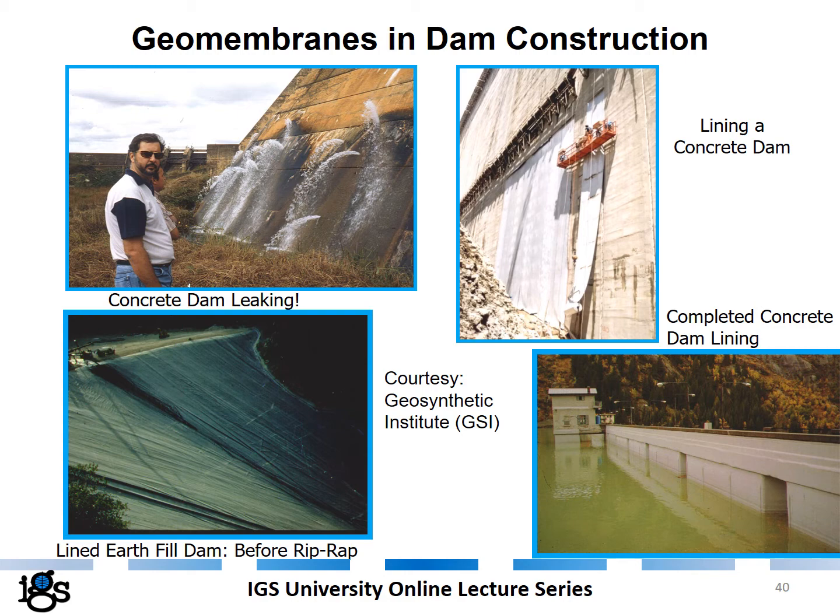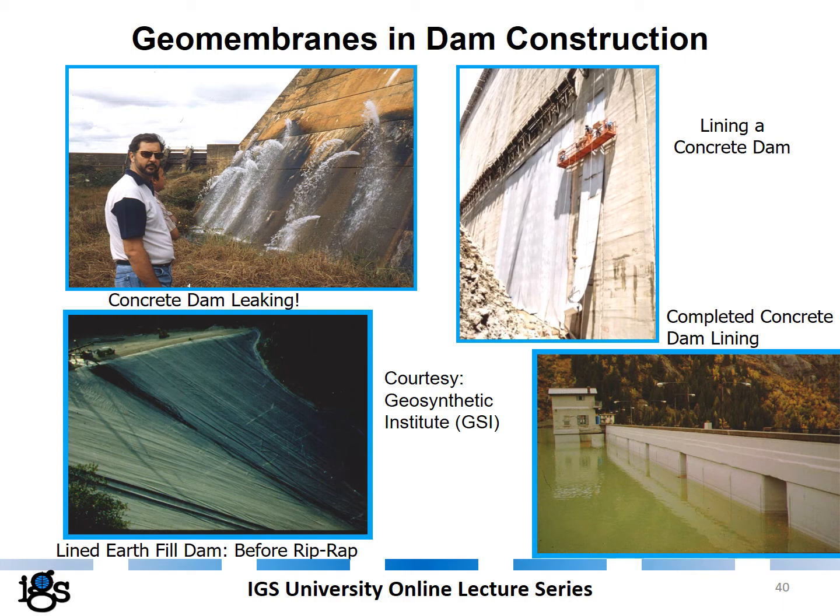Similar phenomena can also happen in earthfill dams, and such leakage in earthfill dams is even more dangerous. So the simple solution is to cover the upstream surface of this dam with a geomembrane liner. Here you see a concrete dam being covered with a geomembrane liner. And here it's the finished project, and water has been accumulated behind the geomembrane covered dam.